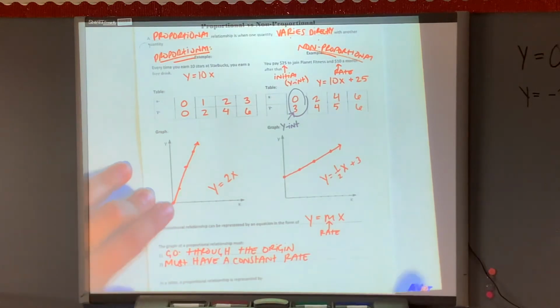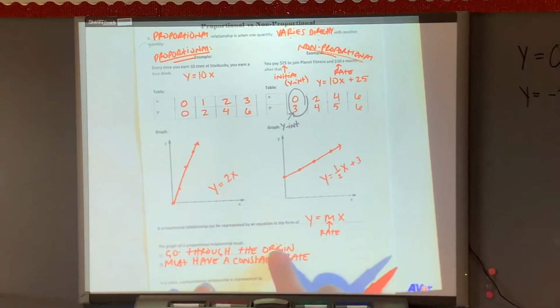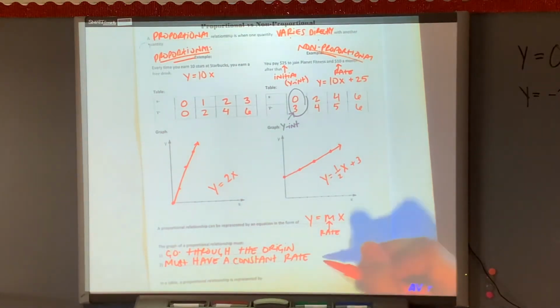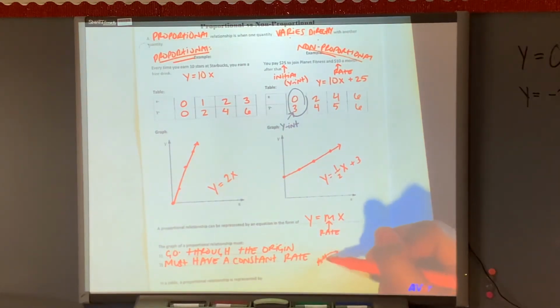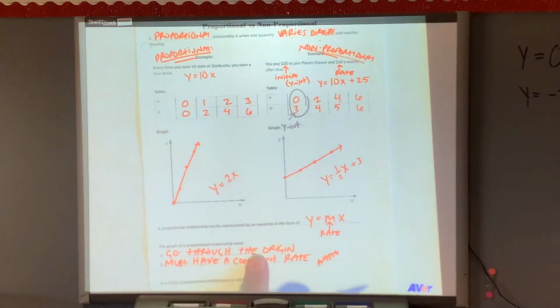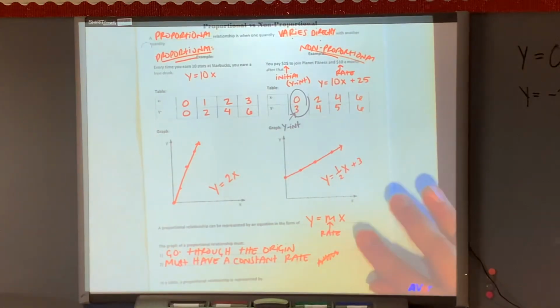All right, and so let's talk about what it takes to be a non-proportional relationship. You don't have to go through the origin, and technically you don't have to have a constant rate, which makes the line kind of curvy like that. You don't have to draw that. That's for a non-proportional relationship, okay? So remember, that's what it takes to be proportional. The opposite is what it takes to be non-proportional.